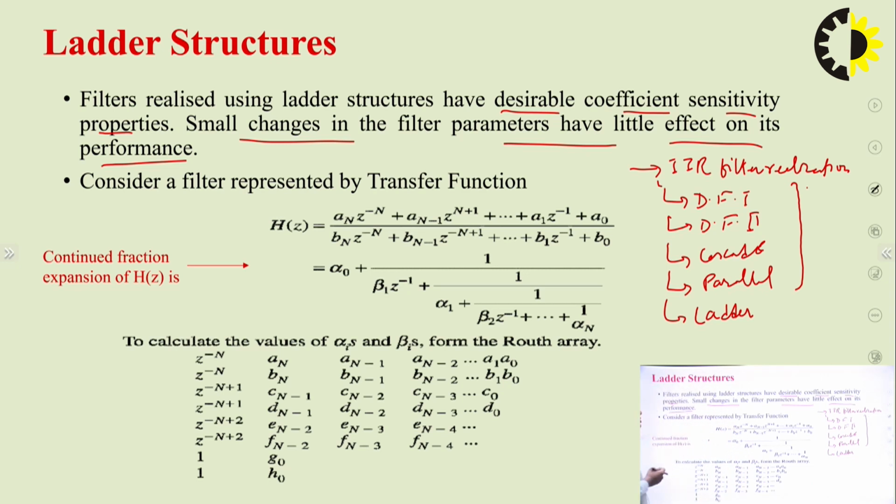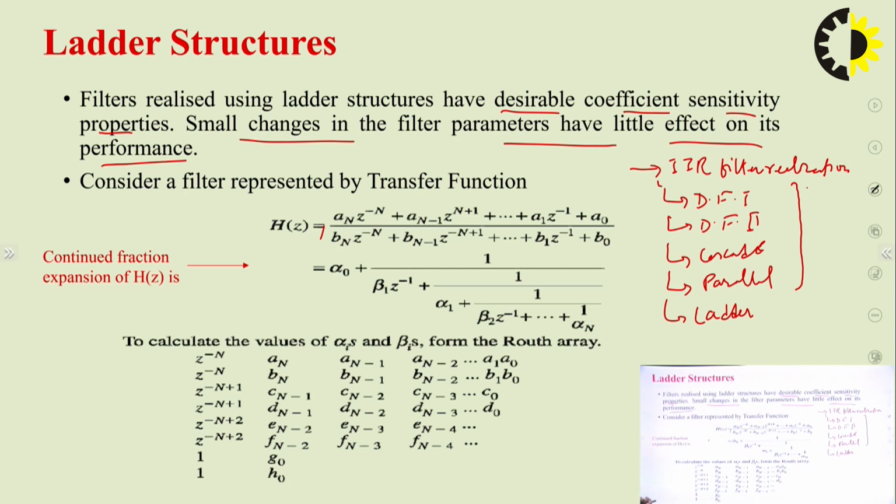If we make small changes in the filter parameters, it will have little effect on performance. The coefficients of the filter are less sensitive to change, so there are fewer chances of the transfer function changing. If the transfer function does not change, there is very little chance of the frequency response changing. And if the frequency response is fine, then our system will operate in the stable region. That's why we use these ladder structures.